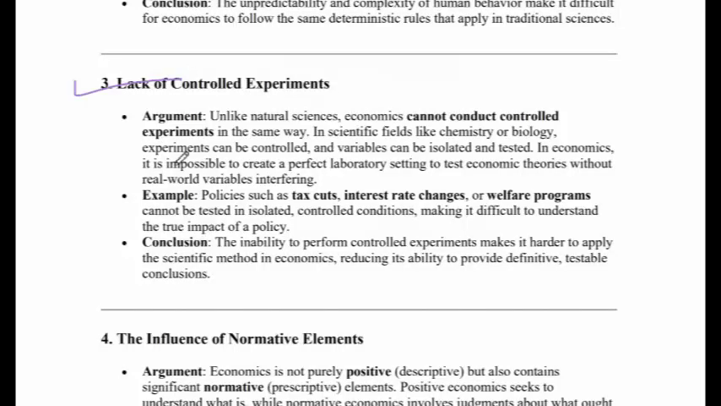Lack of controlled experiments. Unlike natural sciences, economics cannot conduct controlled experiments in the same way. In scientific fields like chemistry or biology, experiments can be controlled and variables can be isolated and tested. In economics, it is impossible to create a perfect laboratory setting to test economic theories without real world variables interfering. For example, policies such as tax cuts, interest rate changes, or welfare programs cannot be tested in isolated, controlled conditions, making it difficult to understand the true impact of a policy.